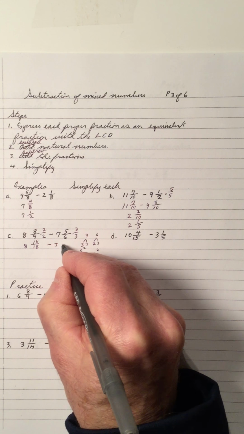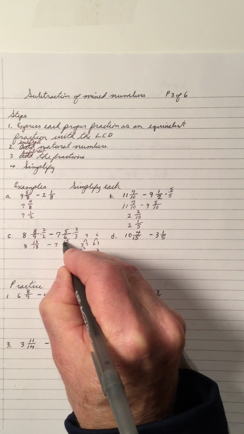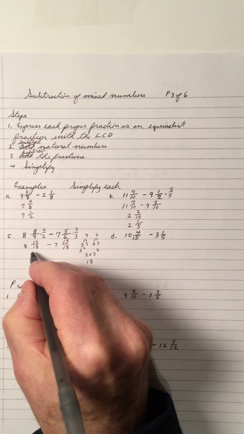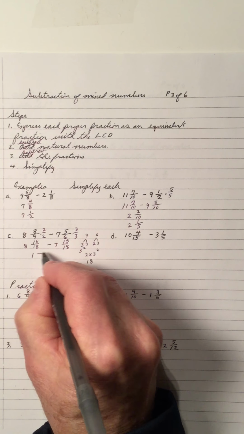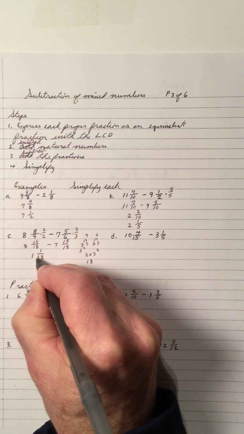That gives me a 7. 5 times 3 is 15. 3 times 6 is 18. I have the same denominators, so I'm able to subtract. 8 subtract 7 is 1. 16 subtract 15 is 1. And it can't reduce.